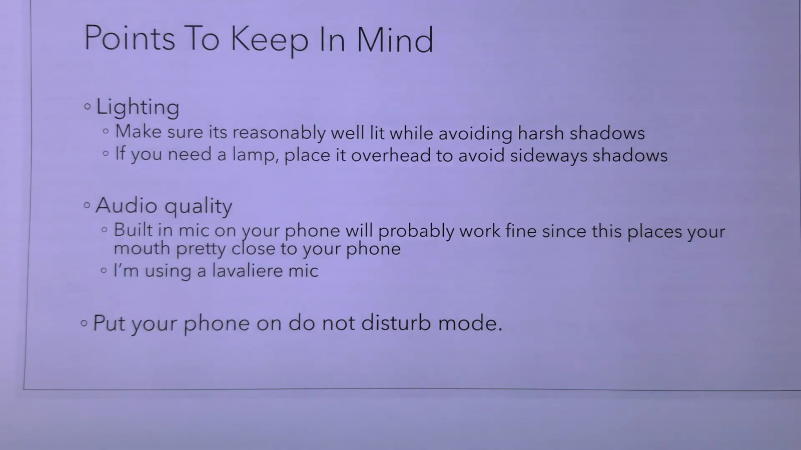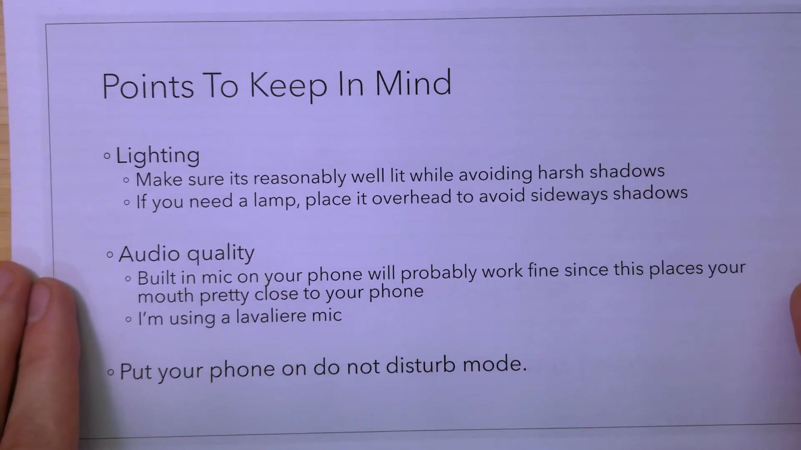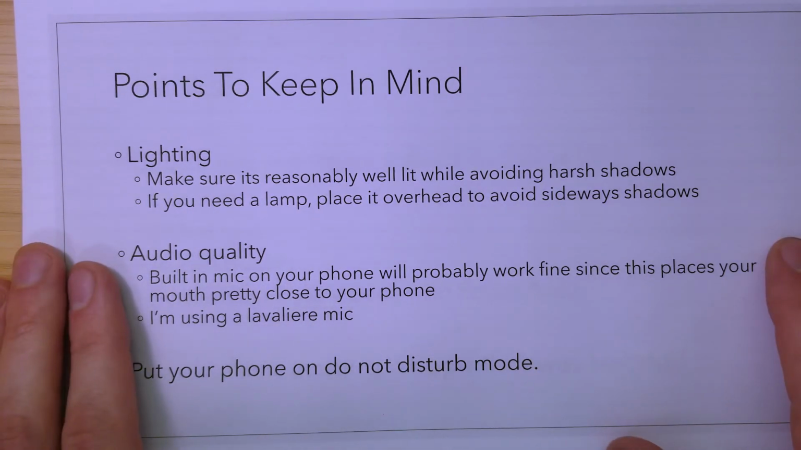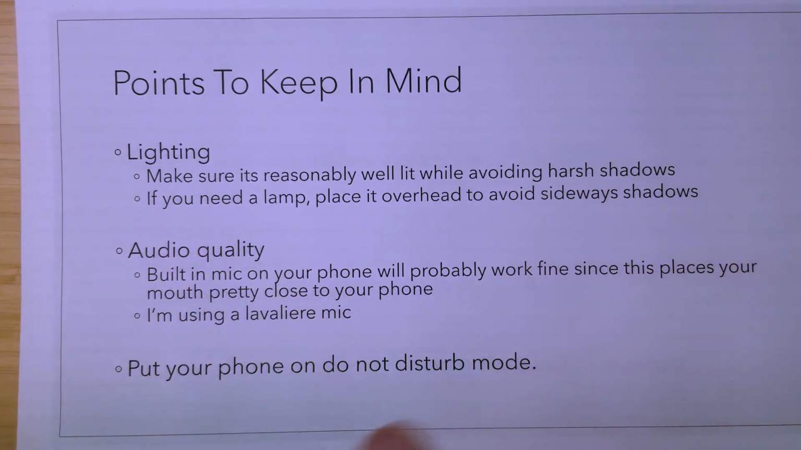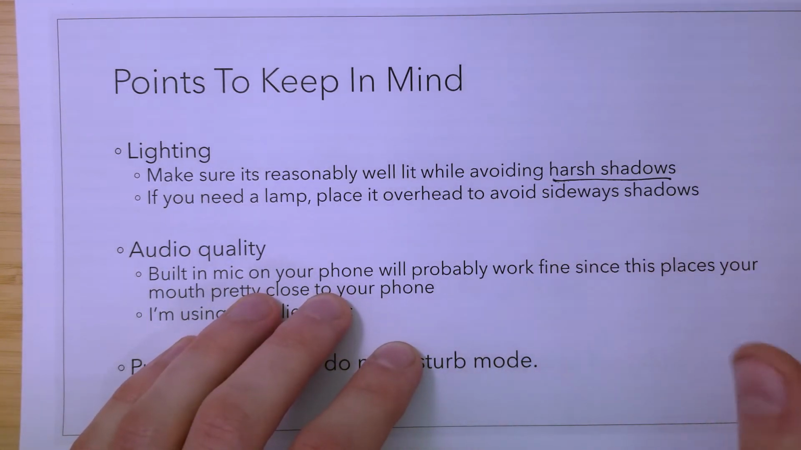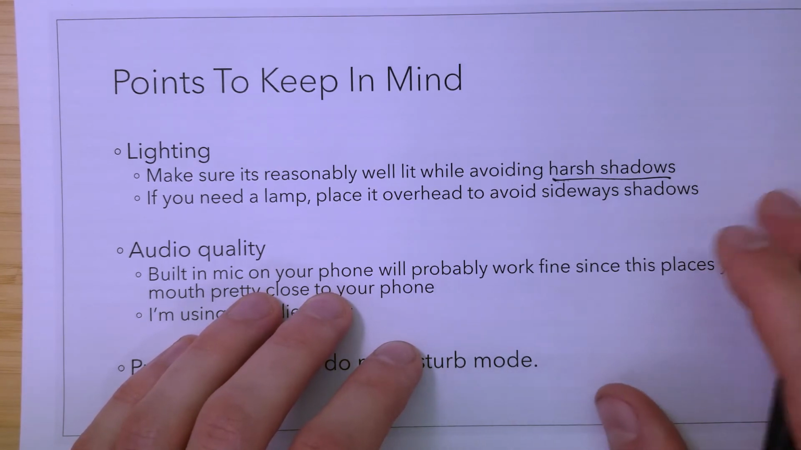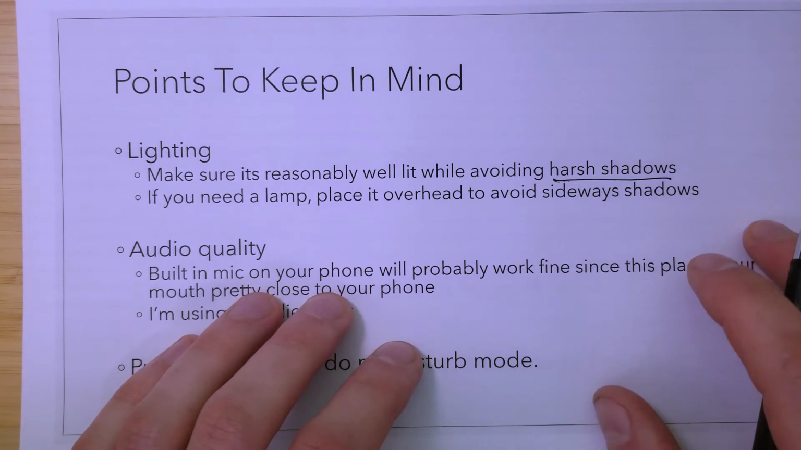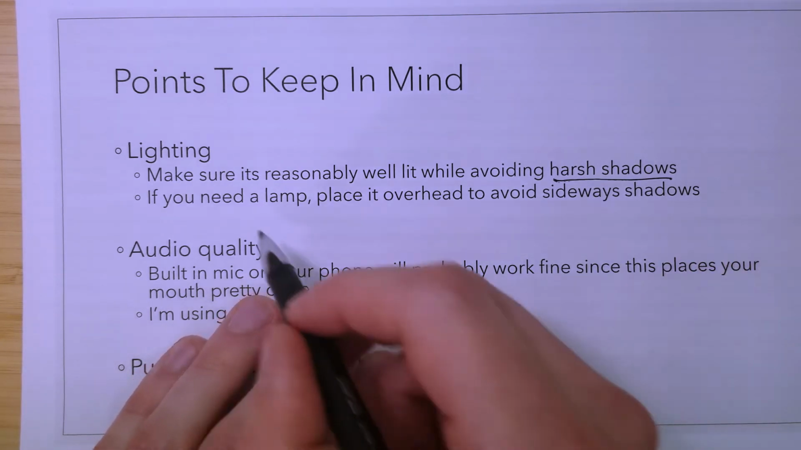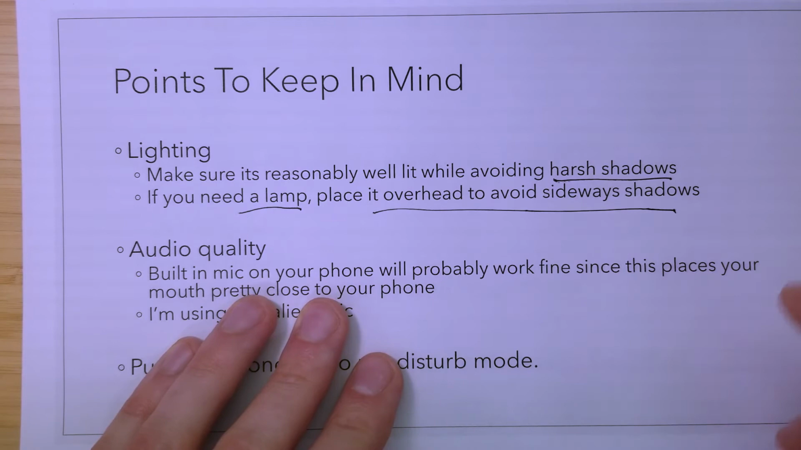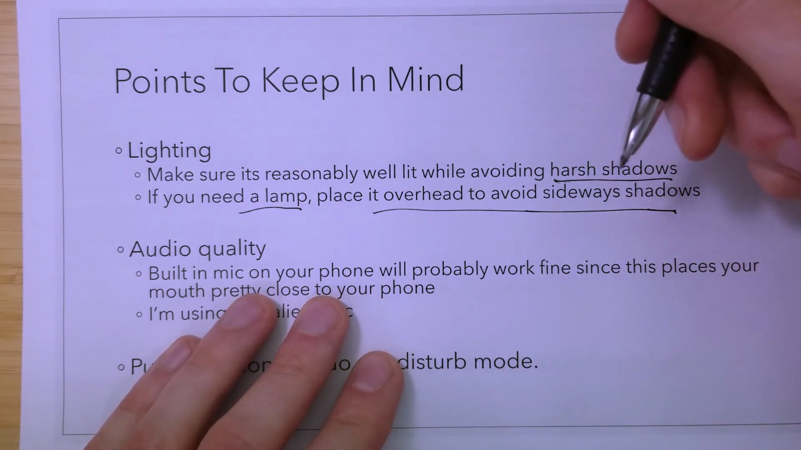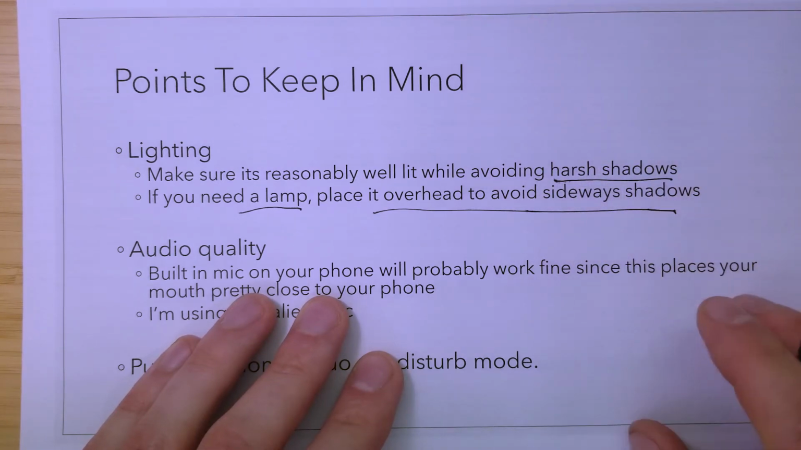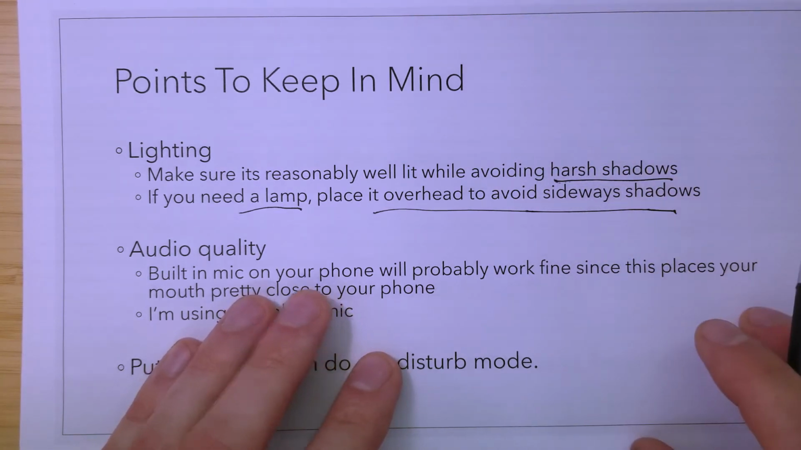So some things to keep in mind. Lighting, obviously you want it to be reasonably well lit, but you also want to avoid harsh shadows. So if you can just film by a window or something like that, as I mentioned in my video on video quality, that would work well. If you do need a lamp, just place it overhead so that you can avoid harsh shadows going sideways that you might have if you placed it beside you.